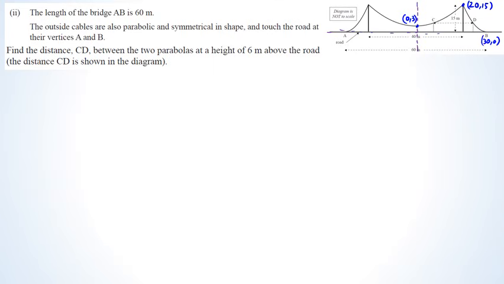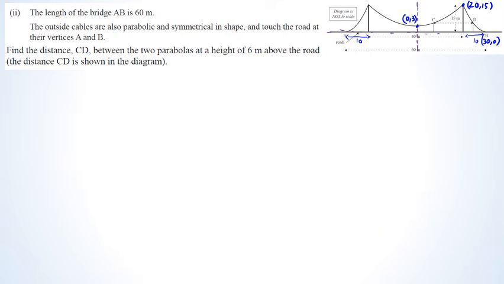I'm only looking at point B at the moment. It's (30, 0). The way I figured it out was I went 60 minus 40, which is 20. That means from here to here is 10, and then from A to this point here is another 10. So that's how I figured out that point B is at (30, 0).